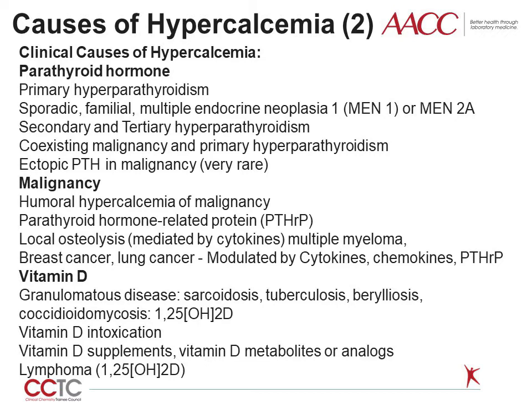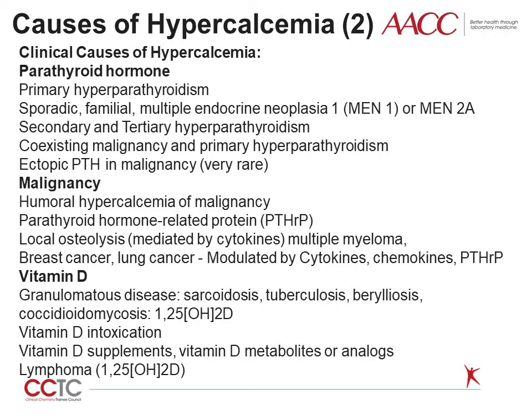These are increased parathyroid hormone due to primary hyperparathyroidism, sporadic or familial multiple endocrine neoplasia type 1 or MEN2A, and secondary and tertiary hyperparathyroidism. In some cases there is coexisting malignancy and primary hyperparathyroidism, or ectopic PTH in malignancy. Malignancy is characterized as a humoral hypercalcemia of malignancy, mediated by parathyroid hormone-related protein, which is the PTHrP. Also due to local osteolysis in multiple myeloma and other malignancies such as breast cancer and lung cancer.